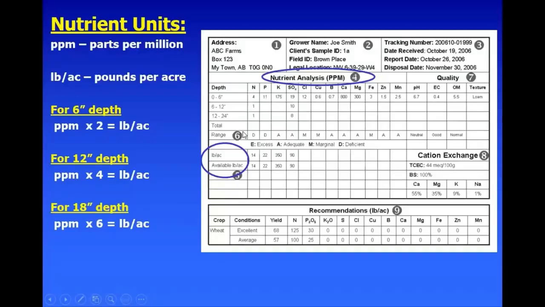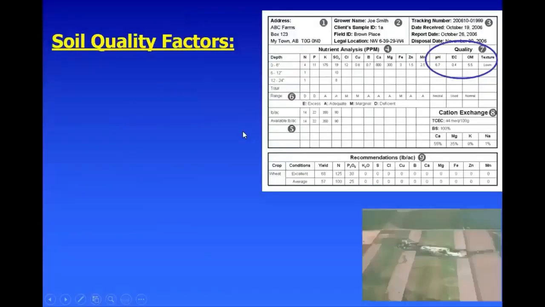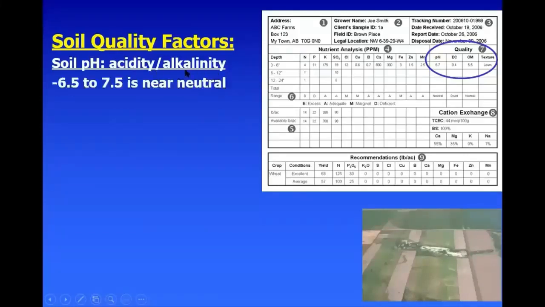And typically we'll do that for N, P, K, and S. But for all the micronutrients, we always deal with those in terms of parts per million. So next thing we'd like to look at are soil quality factors. In this particular case, we'll start off with the pH. pH really is just an abbreviation for the term power of hydrogen. So really what we're doing is measuring the amount of hydrogen ions in the soil. The more hydrogen you have in the soil, the more acidic it is, the less you have, the more alkaline or basic it is. And the pH of 7.0 is exactly neutral.